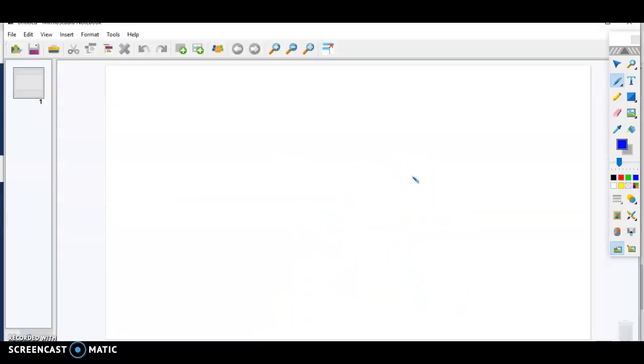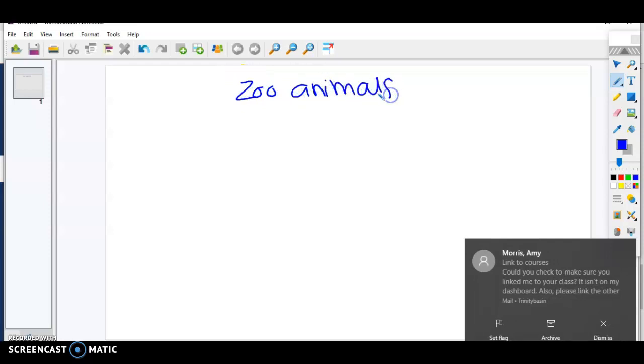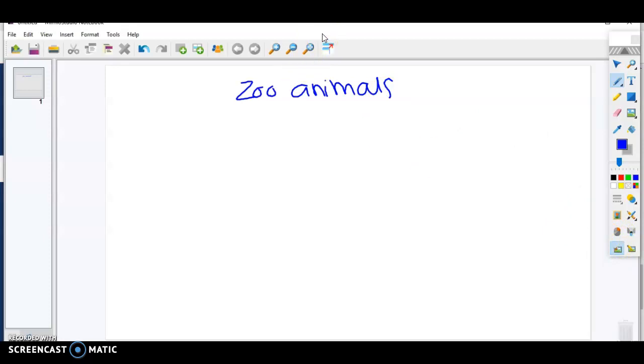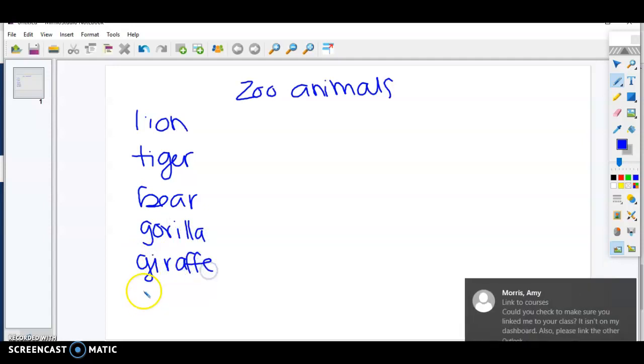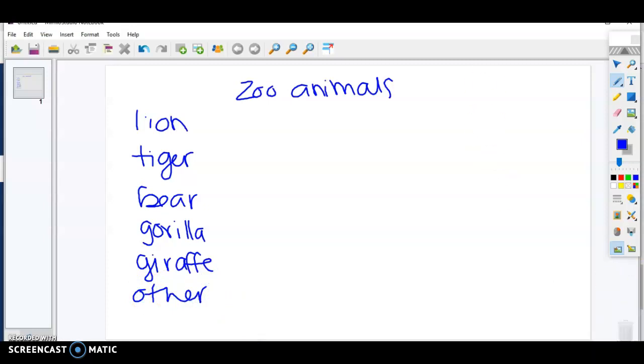So like I said, mine was favorite zoo animals. Hold on one second, please. Okay. And so I gave them choices. Don't just ask them a question, give them the choices to pick from. So I said, pick a lion, a tiger, a bear, gorilla, giraffe, and other, if there was something else that I didn't know about, okay? So those were my choices that they had to choose from.